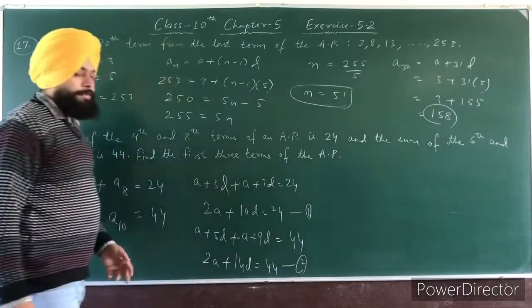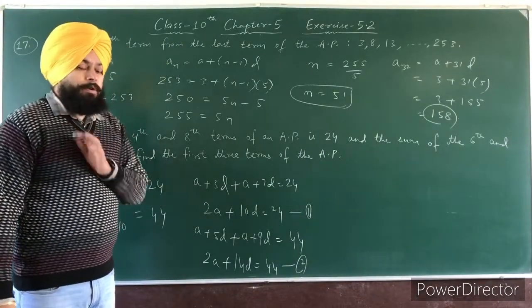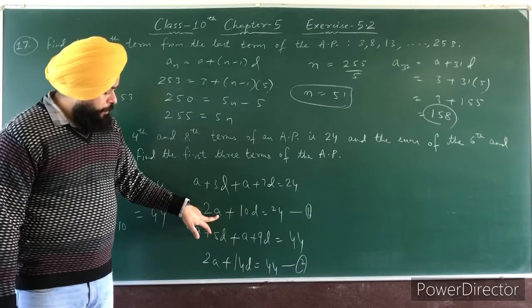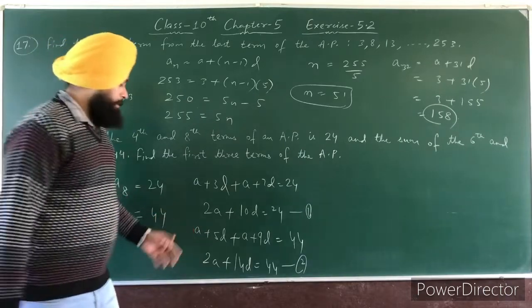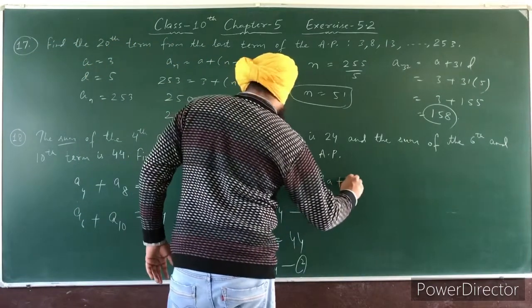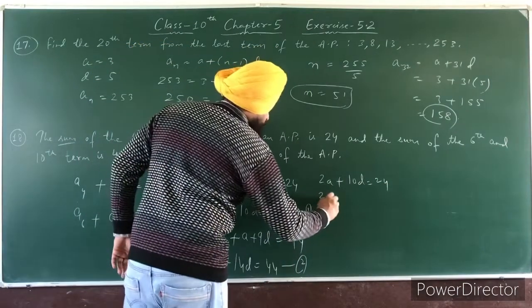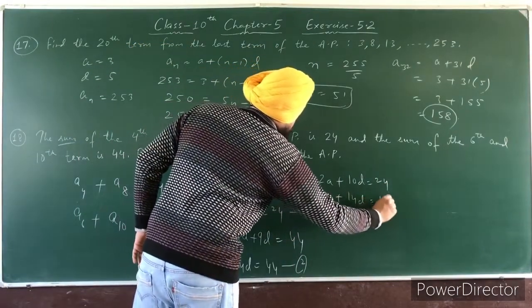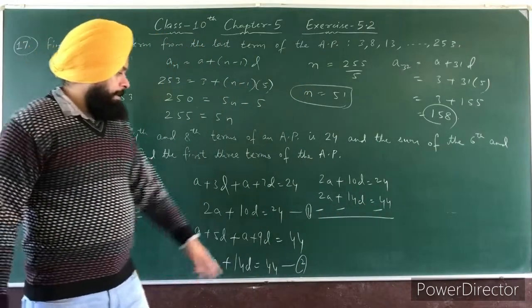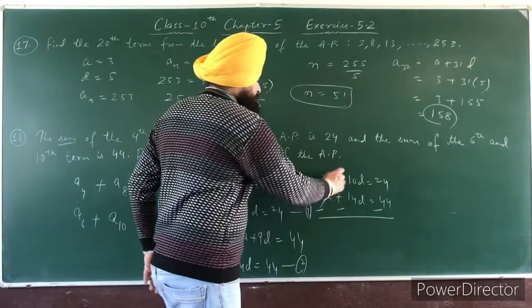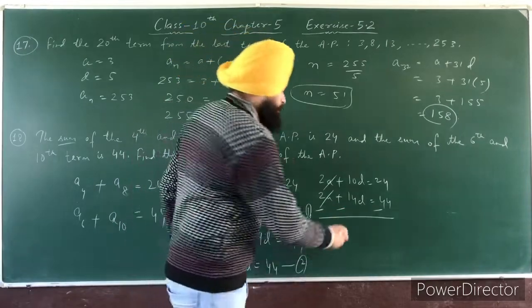To solve by the elimination method, you need to check whether the coefficient of one of the variables is the same. So see here, in the first equation the coefficient of A is 2 and in the second one the coefficient of A is again 2. It means it is the same. So we are solving it. 2A plus 10D is equal to 24 and the second equation is 2A plus 14D is equal to 44. Now we need to change this sign. So now see here, 2A minus 2A is cancelled, plus 10D minus 14D is minus 4D.